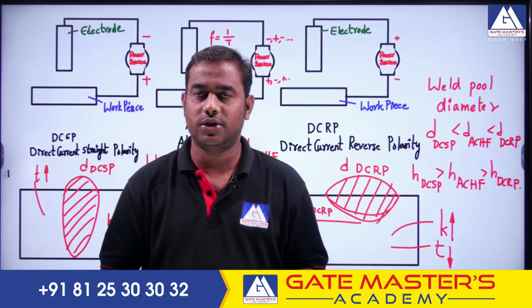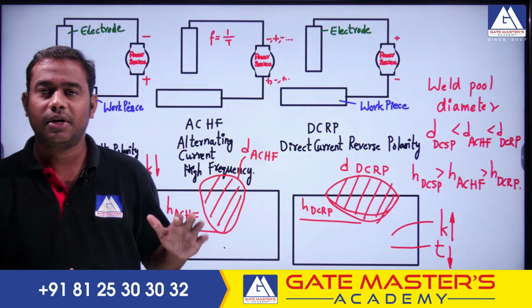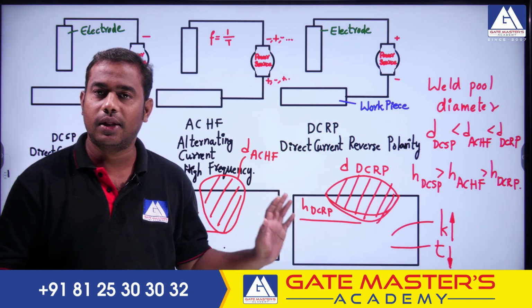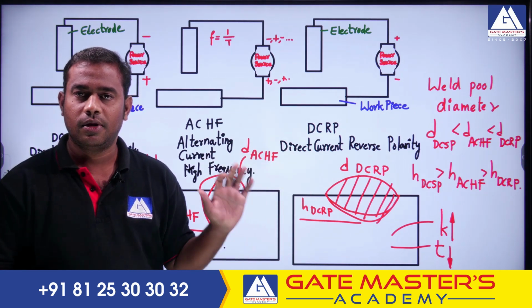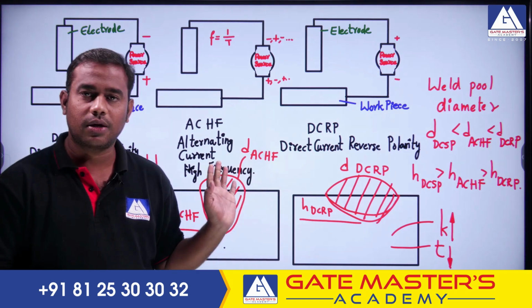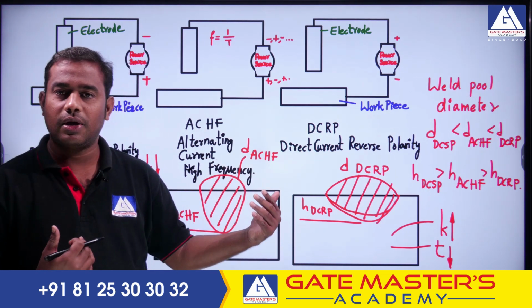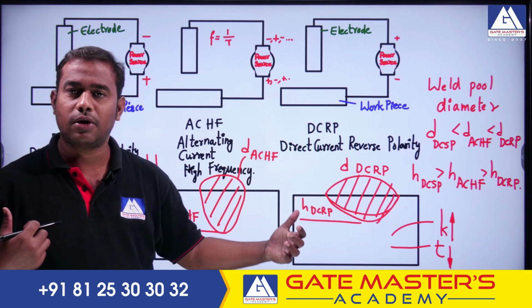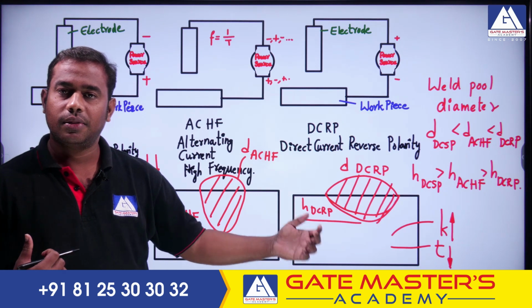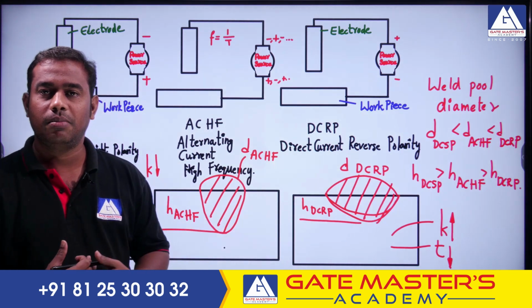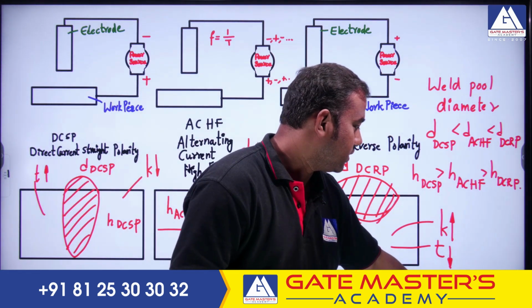Other than that, if you have any problem regarding thermal conductivity and thickness issues, then prefer alternating current high frequency. This is the only option here, there is no other alternative. If you are unable to use either of the extreme configurations, then you have to go for the middle option.